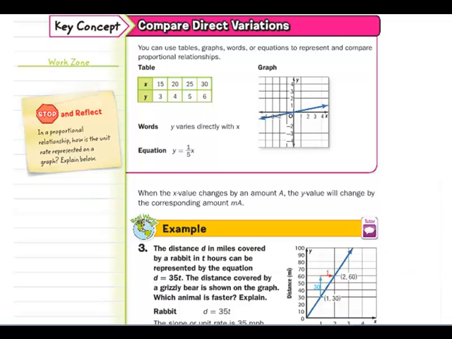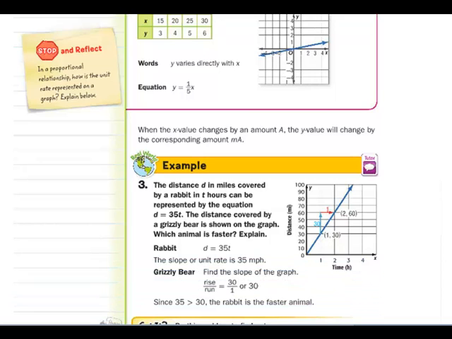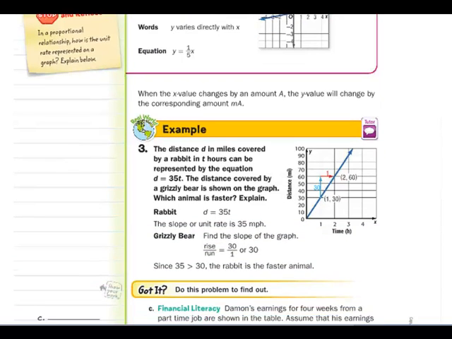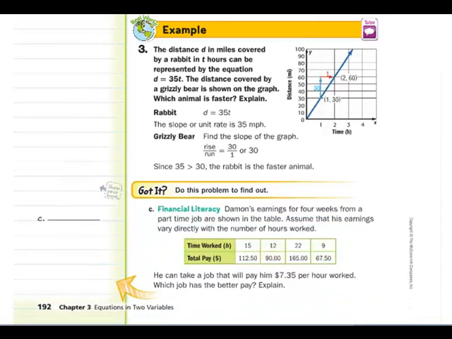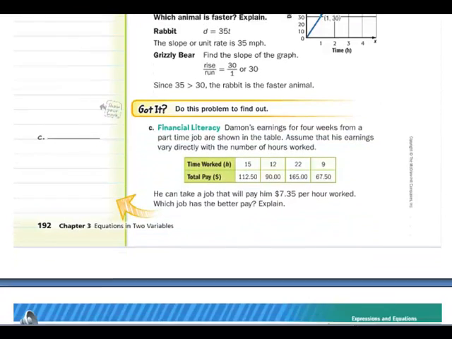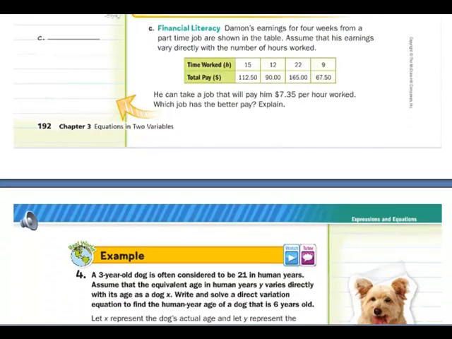Let's look at example 4. Let me get this down here. Come on. Any other time I'd want you to go slow, you would go fast.